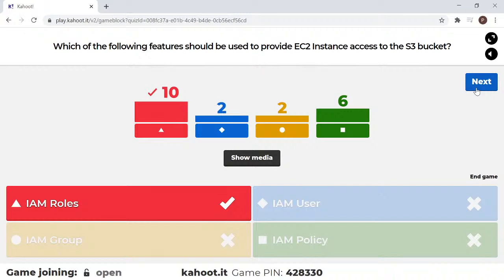And that's correct. IAM roles is the right answer. So an IAM role is an identity that you can create in your account that has specific permissions. It is quite similar to a user in terms of the permission policies that they get. But instead of being uniquely associated with one person, an IAM role is intended to be assumed by anyone. And like in this particular scenario, when we attach an IAM role to an EC2 instance, it assumes those permissions and is able to access the S3 bucket. So that is the correct answer.